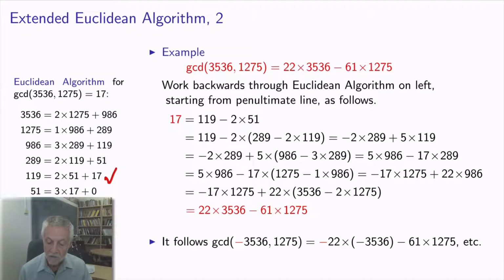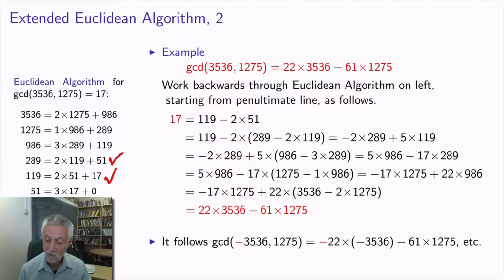Now, the 51 from here we see is itself a sum of multiples of 289 and minus 2 times 119. So the 51 we can express here as 289 minus 2 times 119. That's using this line here. Now if we just then follow on, we have 119 here, and then 289. So we end up with, doing the calculation, minus 2 times 289, and we have 5 times 119.